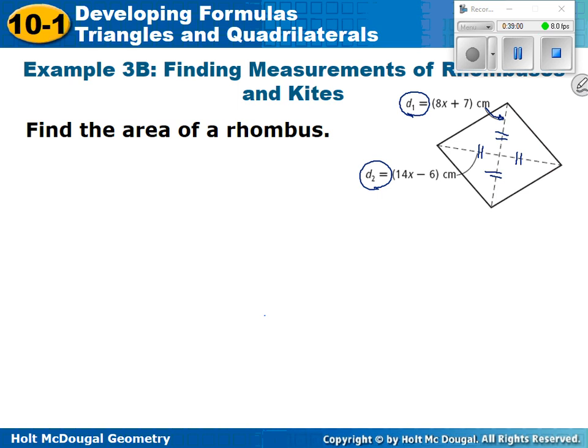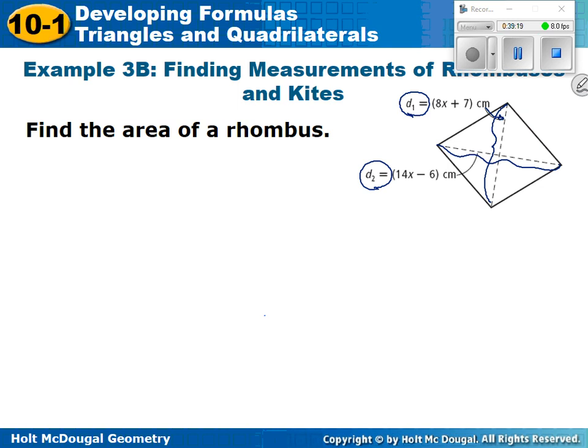But be careful. That's not going to always be true if it's a kite, right? In a kite, they're not always both bisected. So be really careful. But if it says D1 equals, then they're giving you the whole diagonal. D2 equals, they're giving you the whole diagonal. Okay? So just be real careful with that.